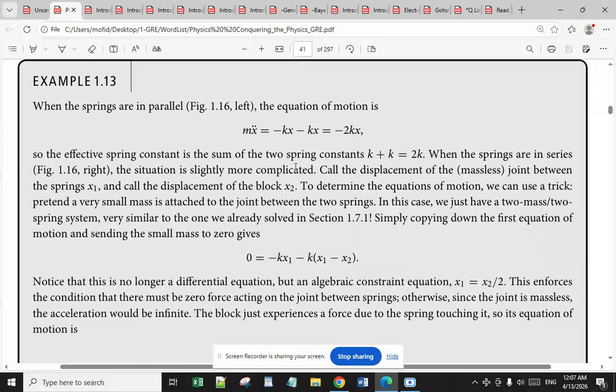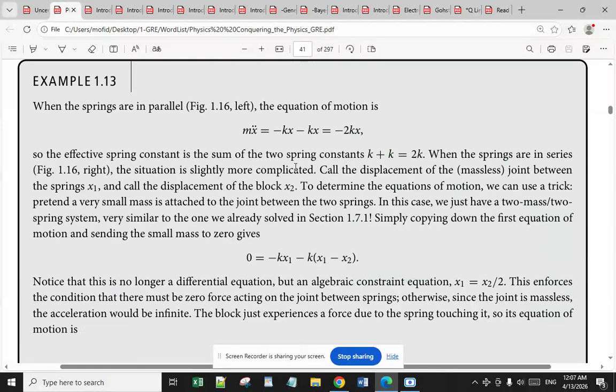When the springs are in parallel, figure 1.16 left, the equation of motion is m x double dot equals minus k x minus k x, which equals minus 2 k x. So the effective spring constant is the sum of the two spring constants, k plus k, equals 2k. When the springs are in series, figure 1.16 right, the situation is slightly more complicated.